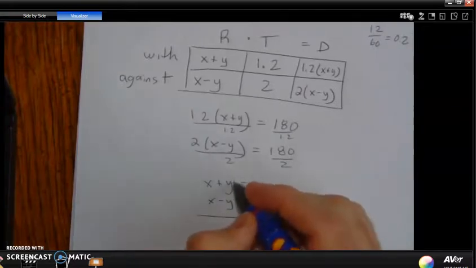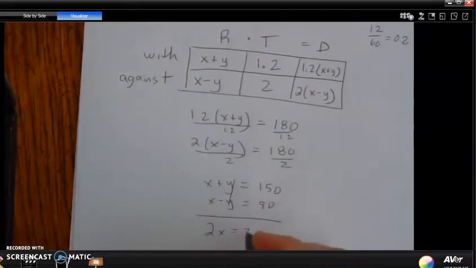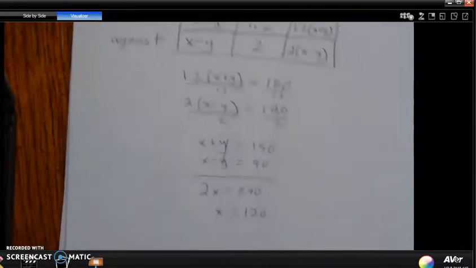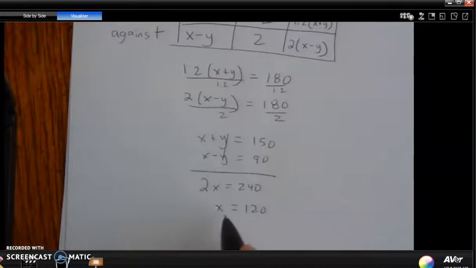If we add the columns, I get 2x is equal to 240. So x is equal to 120. And then that must mean, if x plus y is 150, then y must be 30.